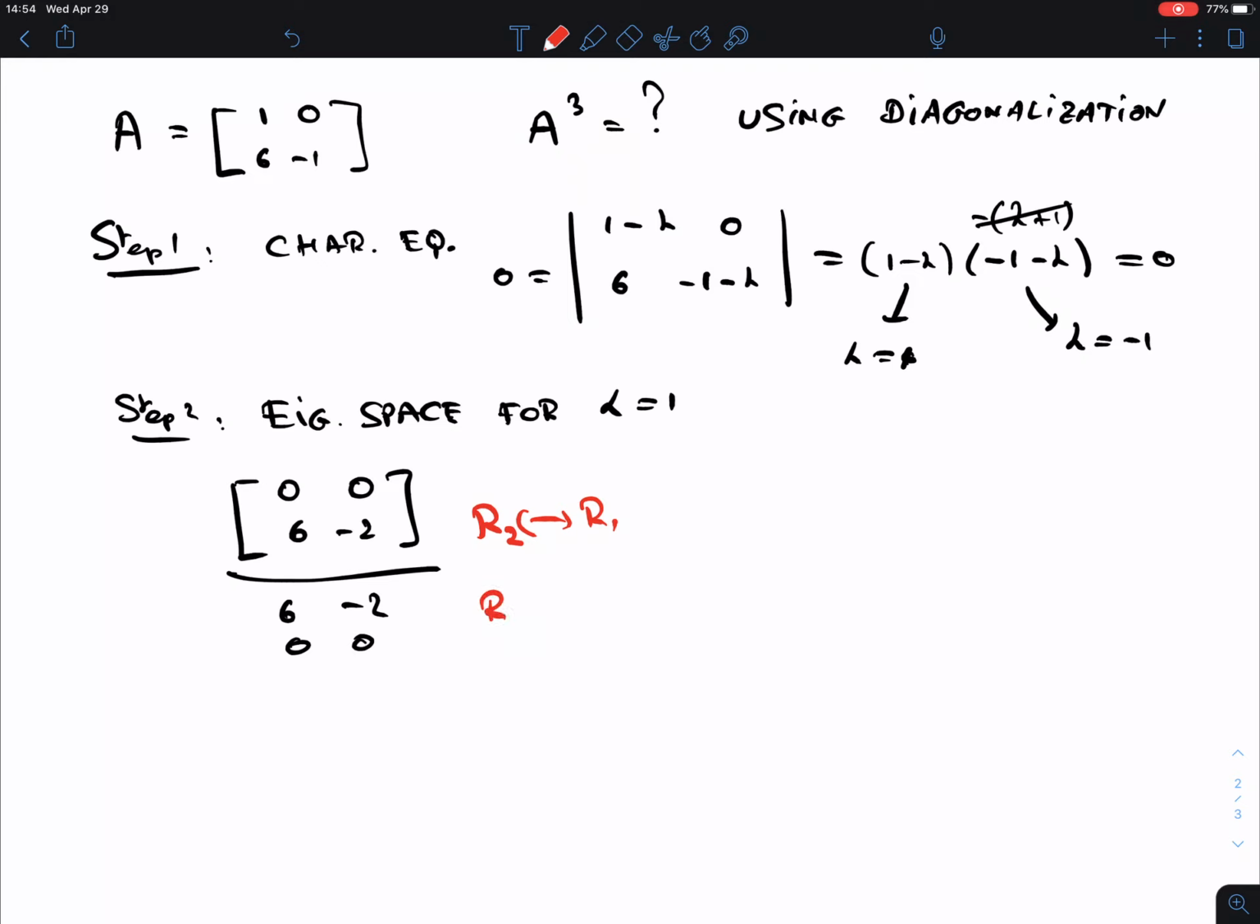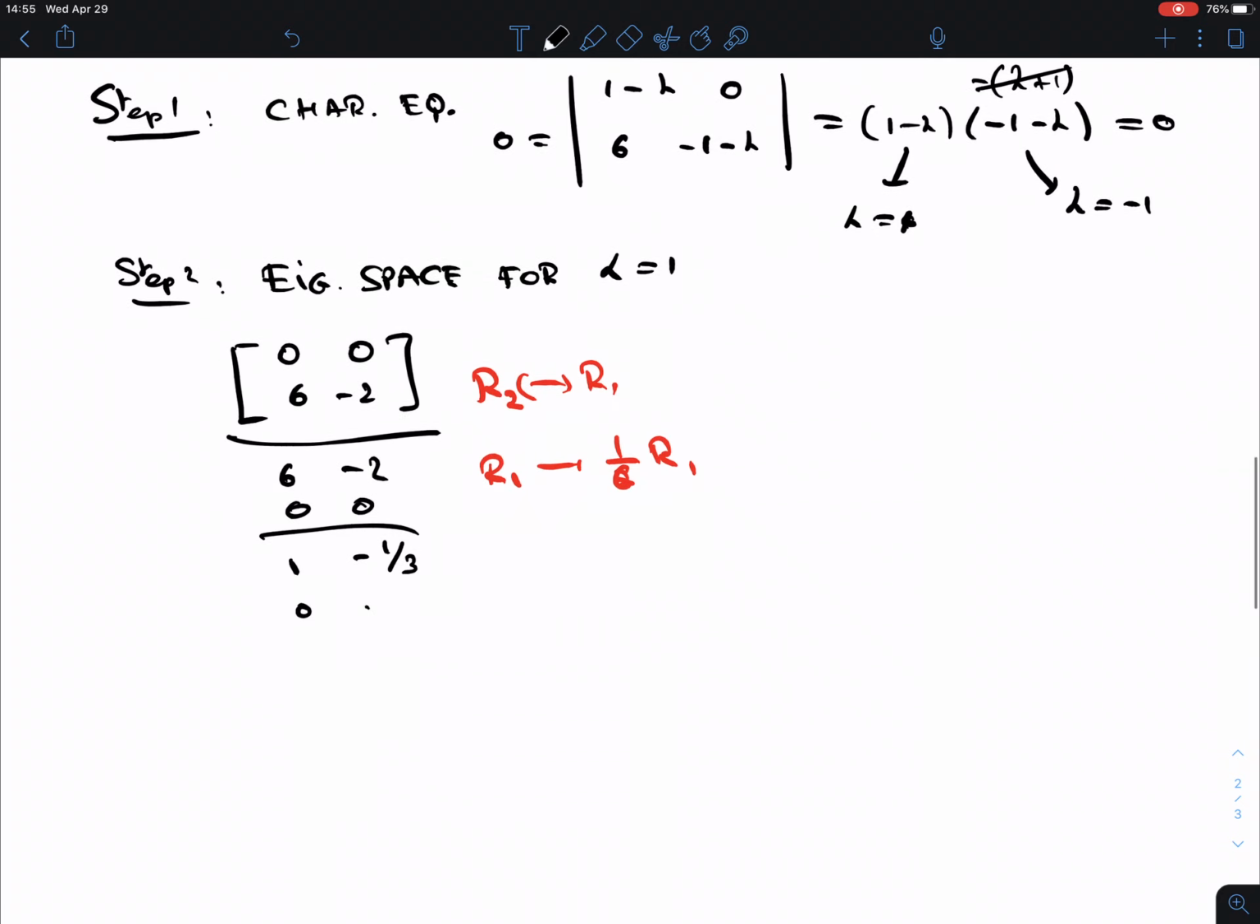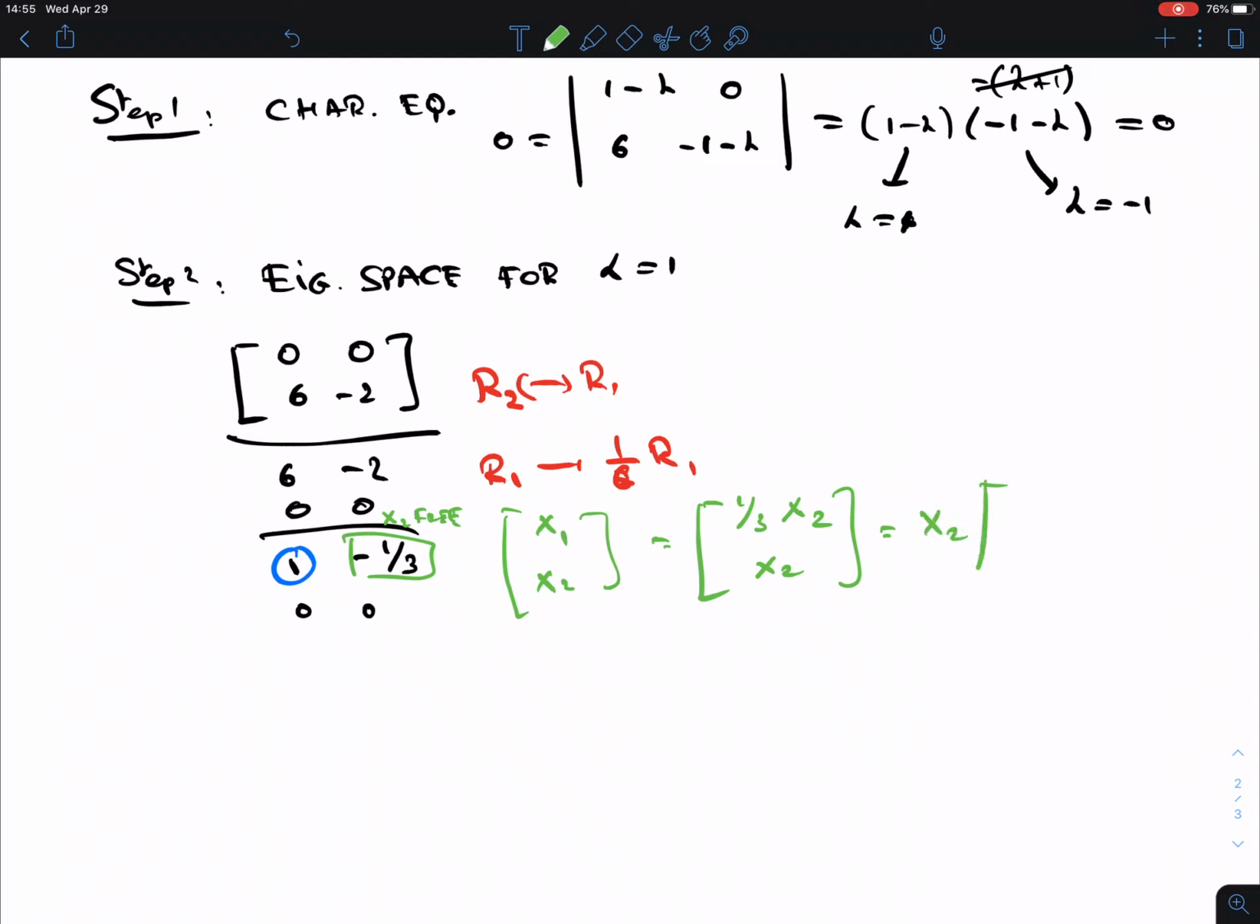So we have R1 divided by 6, 1/6 of R1, and so we get finally 1, minus 1/3, right? And then 0, 0. Okay, so we have our pivot variable, and we have to have a free variable always, otherwise something is wrong. So we get x1, x2. And this equation tells me that x1 is 1/3 of x2, and x2 is just itself. So we get x2 times (1/3, 1).